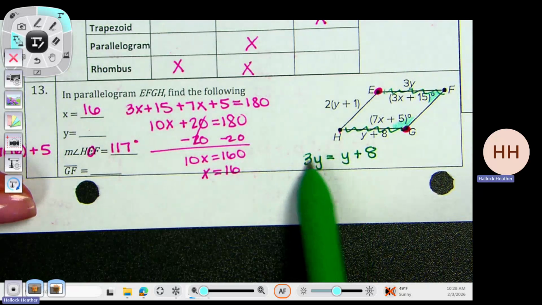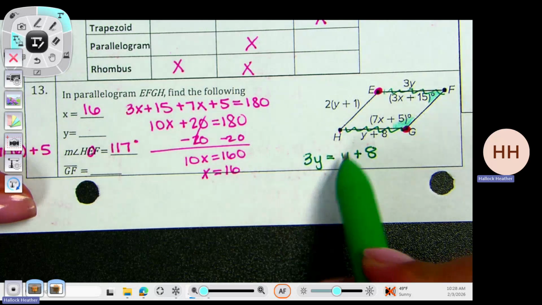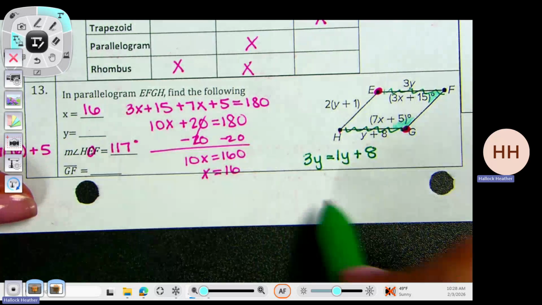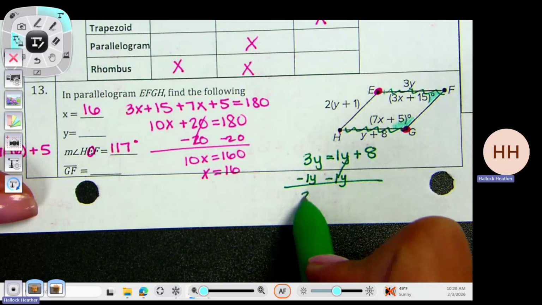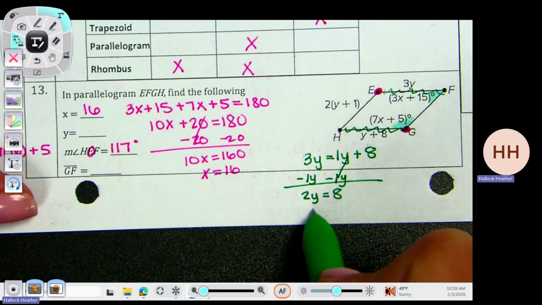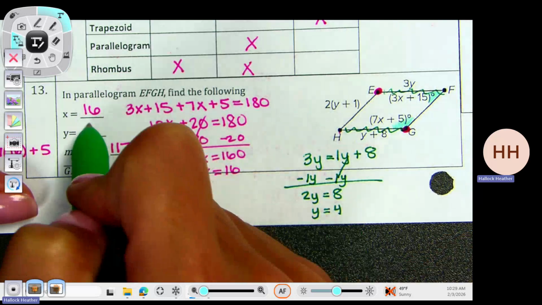We don't have any numbers, so I'm not going to minus numbers. I'm going to move the y's first. So I'm going to move this 1y. So I'm going to subtract 1y. So I have 2y equals 8, y equals 4.